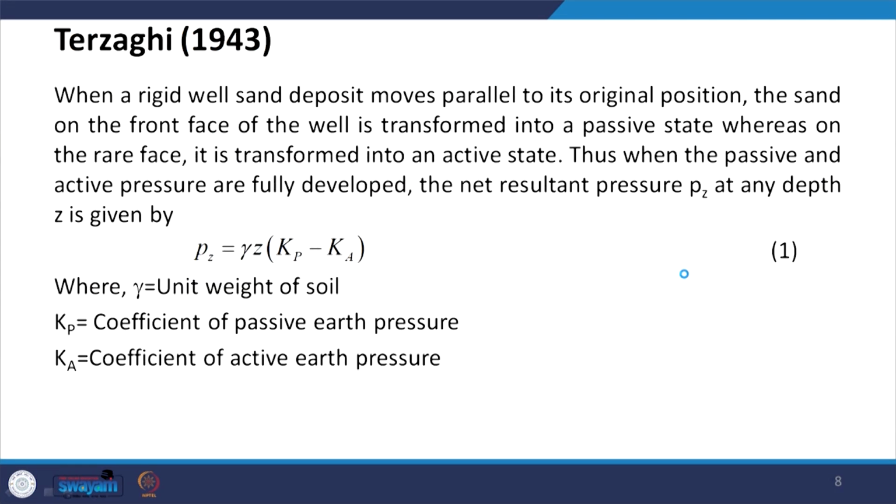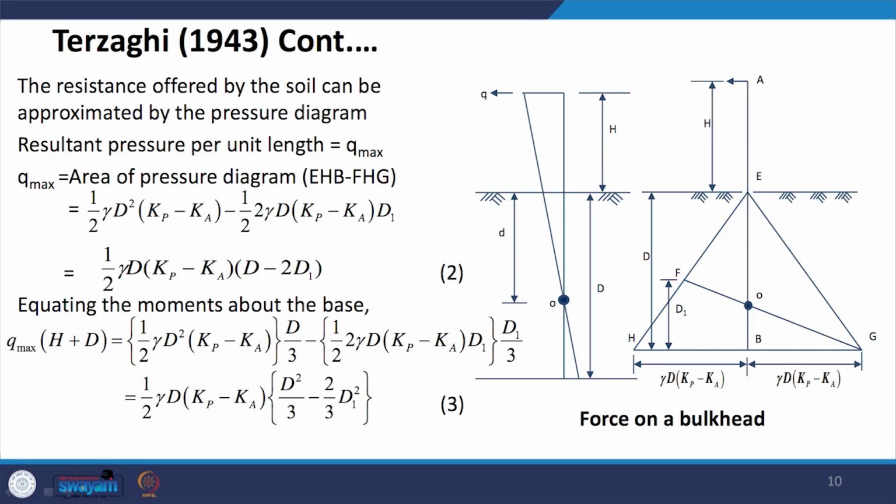Equation 1 we already discussed, that was the force given in equation 1, and equation 2 is here. Now, after this, consider the moment equilibrium, which provides another equation, where Qmax into (H plus D) is the moment caused by this load, and the resistance comes from the soil, from these two triangles. The first will be multiplied by d by 3 and the second by d1 by 3. Ultimately you get equation 3. Now, if we substitute the value of Qmax from equation 2 into equation 3, we are able to get the value of d1.